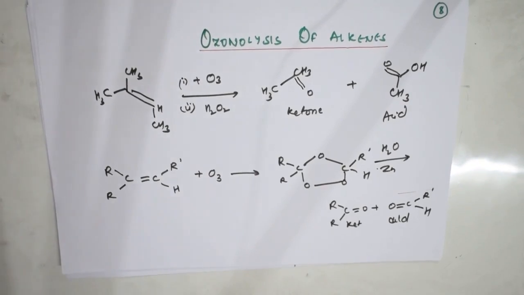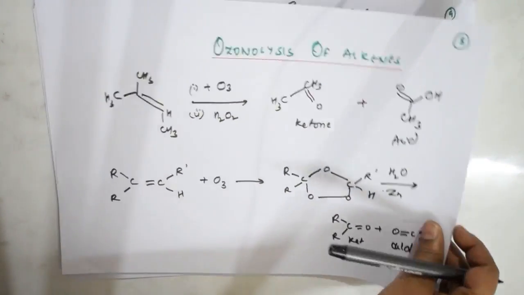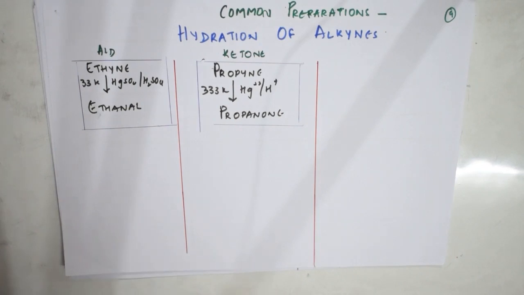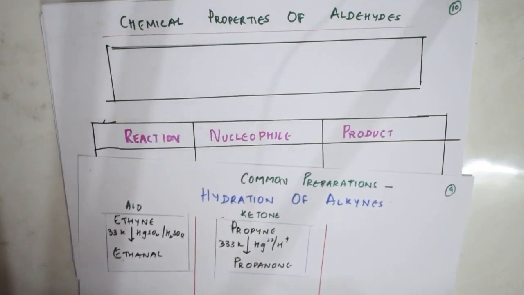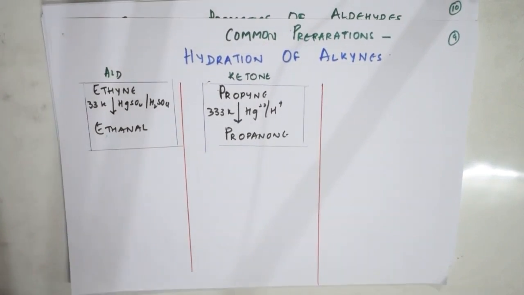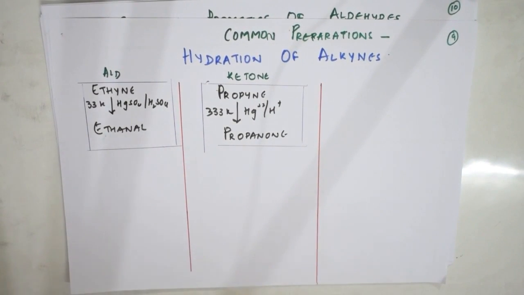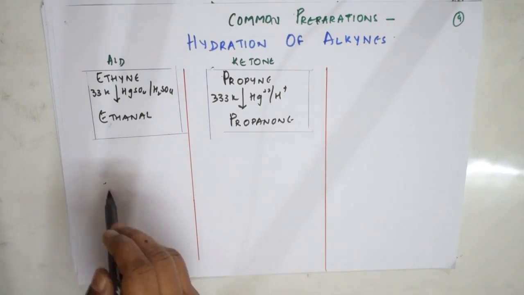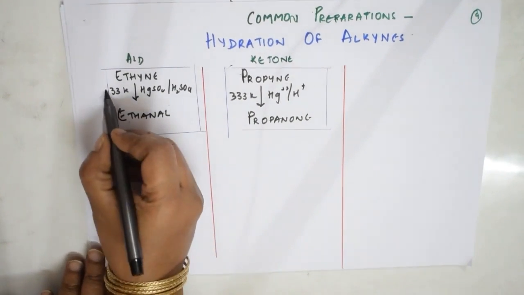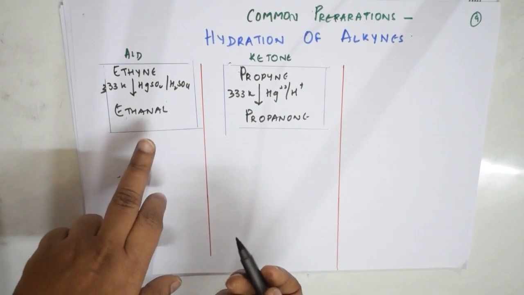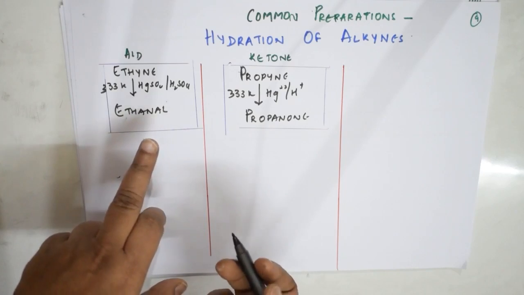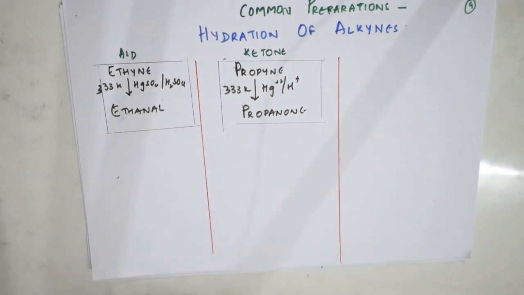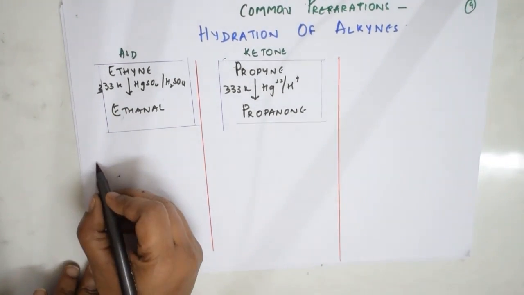This is clear, right? Now let us see the next part, that is preparation using hydration of alkynes. I think with this almost over, we'll be coming to the chemical properties, right? So when it comes to the hydration of alkynes, what are we going to do? Remember, whenever you're seeing alkynes, the most important thing is that this occurs in the presence of mercuric sulfate and sulfuric acid, HgSO4 and H2SO4, right?